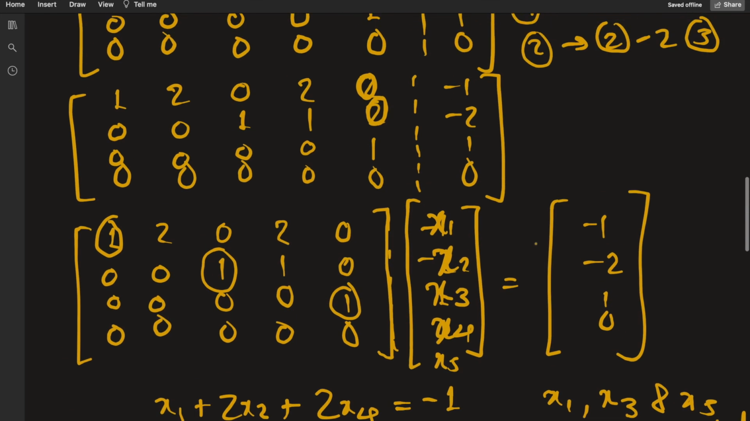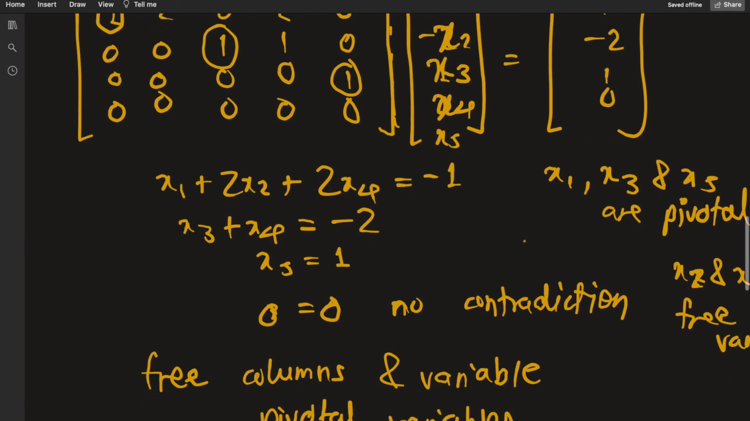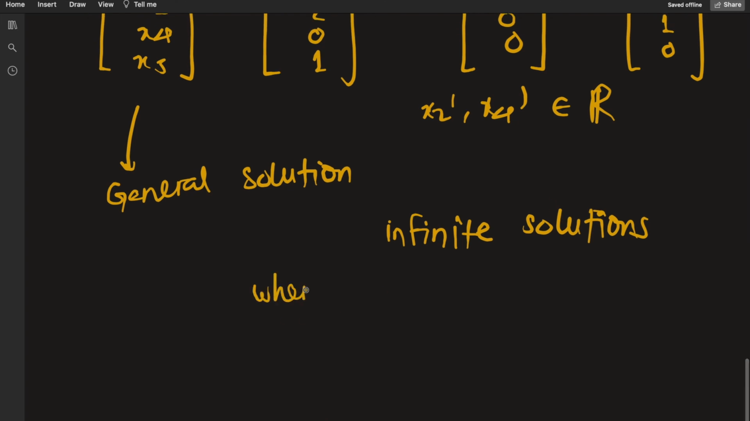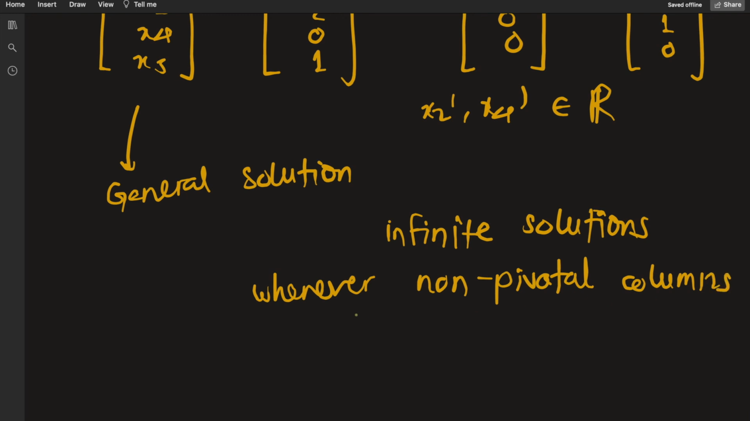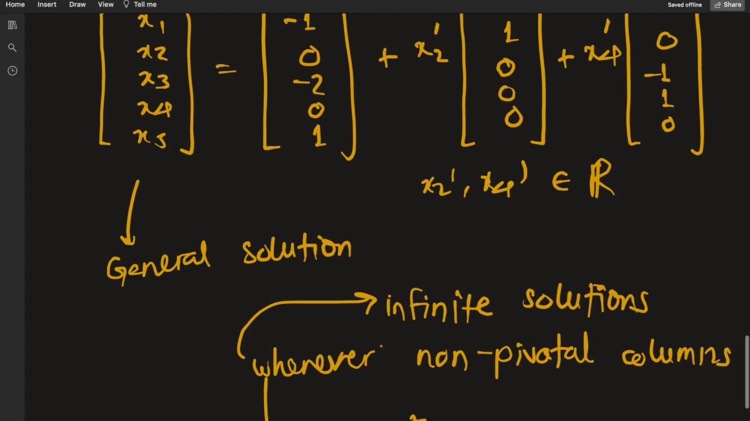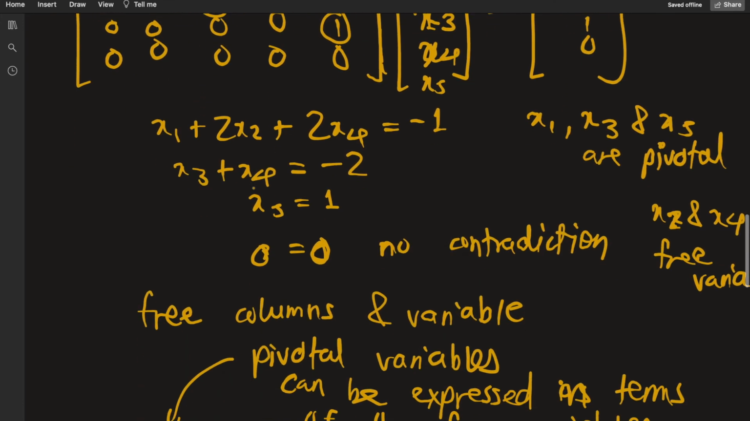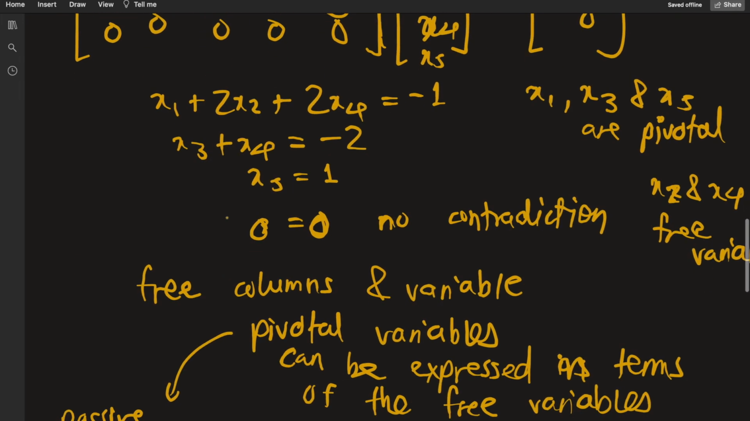If you remember, I had said that whenever we have more columns than rows, we're always going to have some free variables, some non-pivotal columns. And whenever you have at least one non-pivotal column, there is a chance of infinite solutions, or if there is some contradiction, then it can be inconsistent too. So we just need to check for stuff like 0 equals 0, like this last row for example, because this can basically turn the tables of the game.